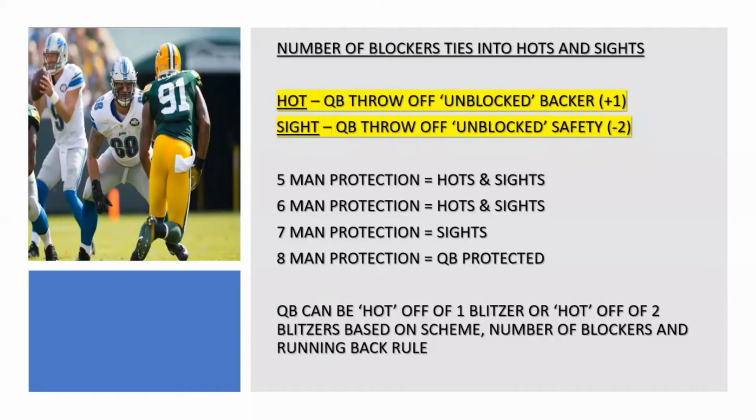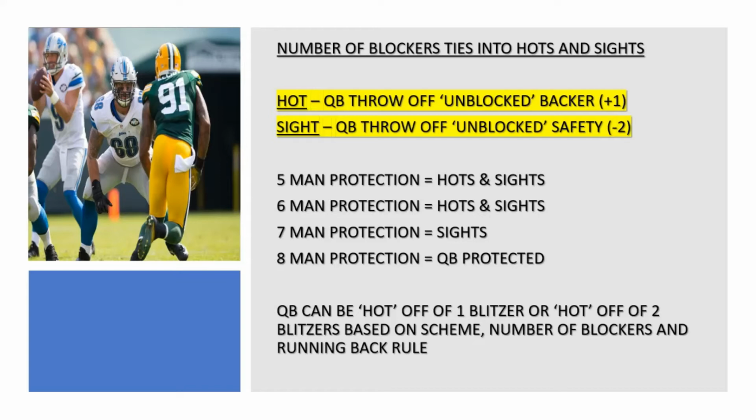This is a slide I think can shed light on things for you a little bit better. The number of blockers that we tie into a protection are going to determine the hots and sights when the quarterback is unprotected. So hots are where the quarterback throws off unblocked backer types. Sights are where the quarterback throws off unblocked safety types. We usually are sighting into the boundary off the safety and/or corner, and the hots, based on which way you're sending your back, could be both field and boundary. But a general rule is a hot is off a backer type, a sight is off a DB type.